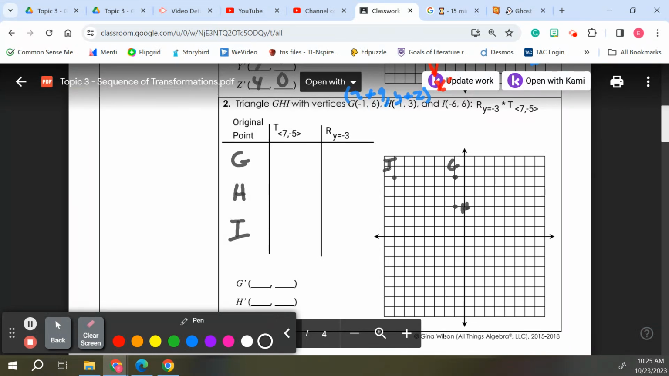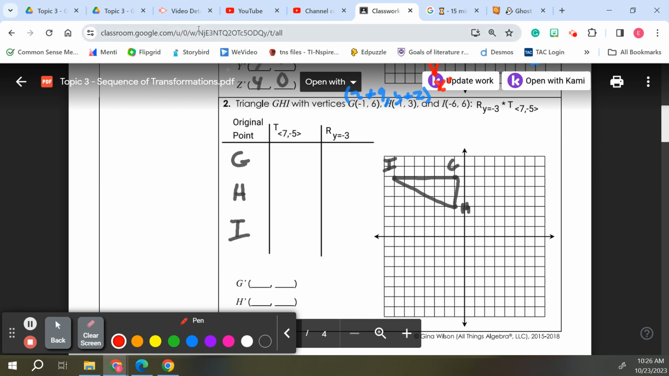There's my I. So what kind of triangle does this look like? Who could tell me? What kind of triangle would this be? Anybody got an idea? Go ahead. It's a right triangle. Very good. So you should know, if you do this correctly, you should get a right triangle in the end. All right, so step 1 is to translate this +7 and -5.